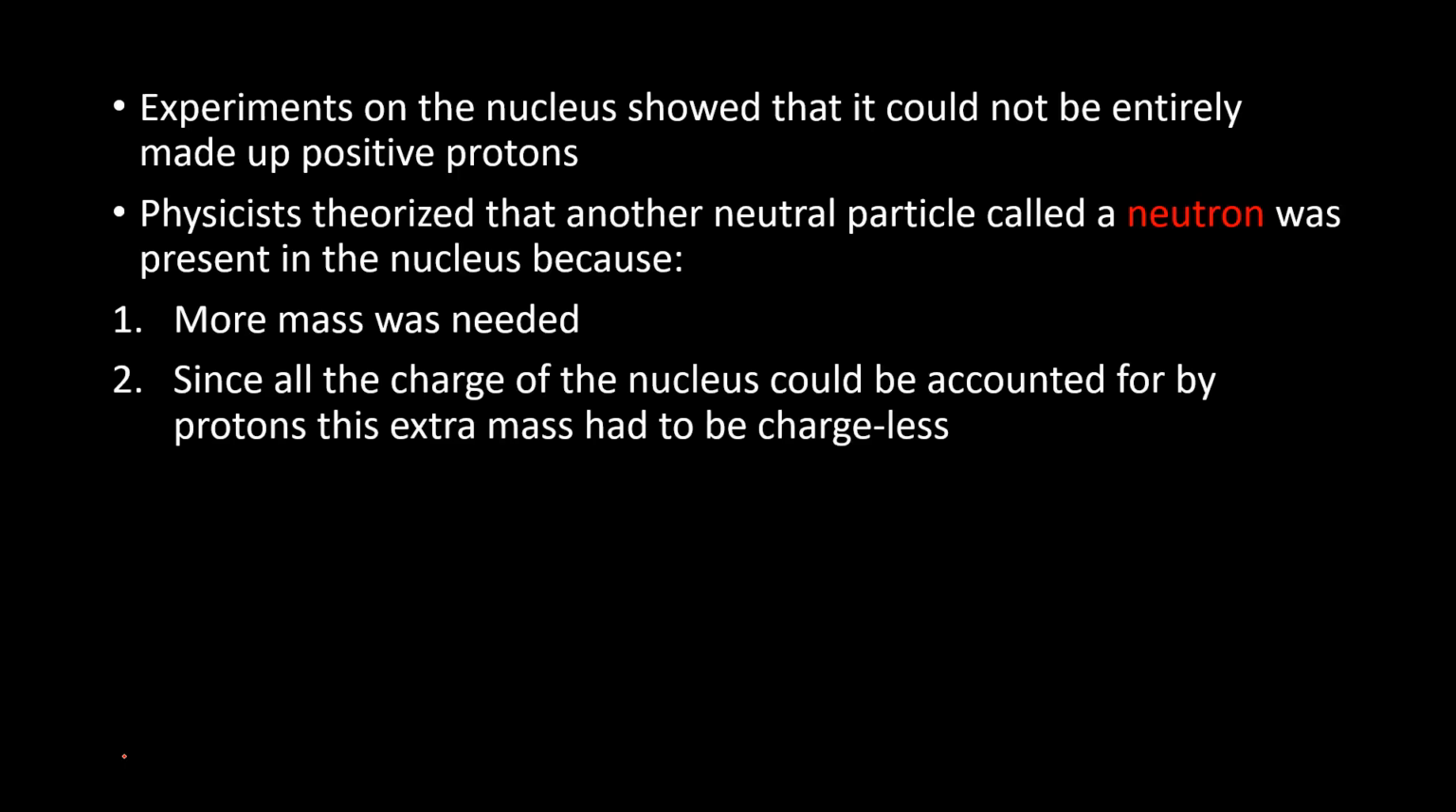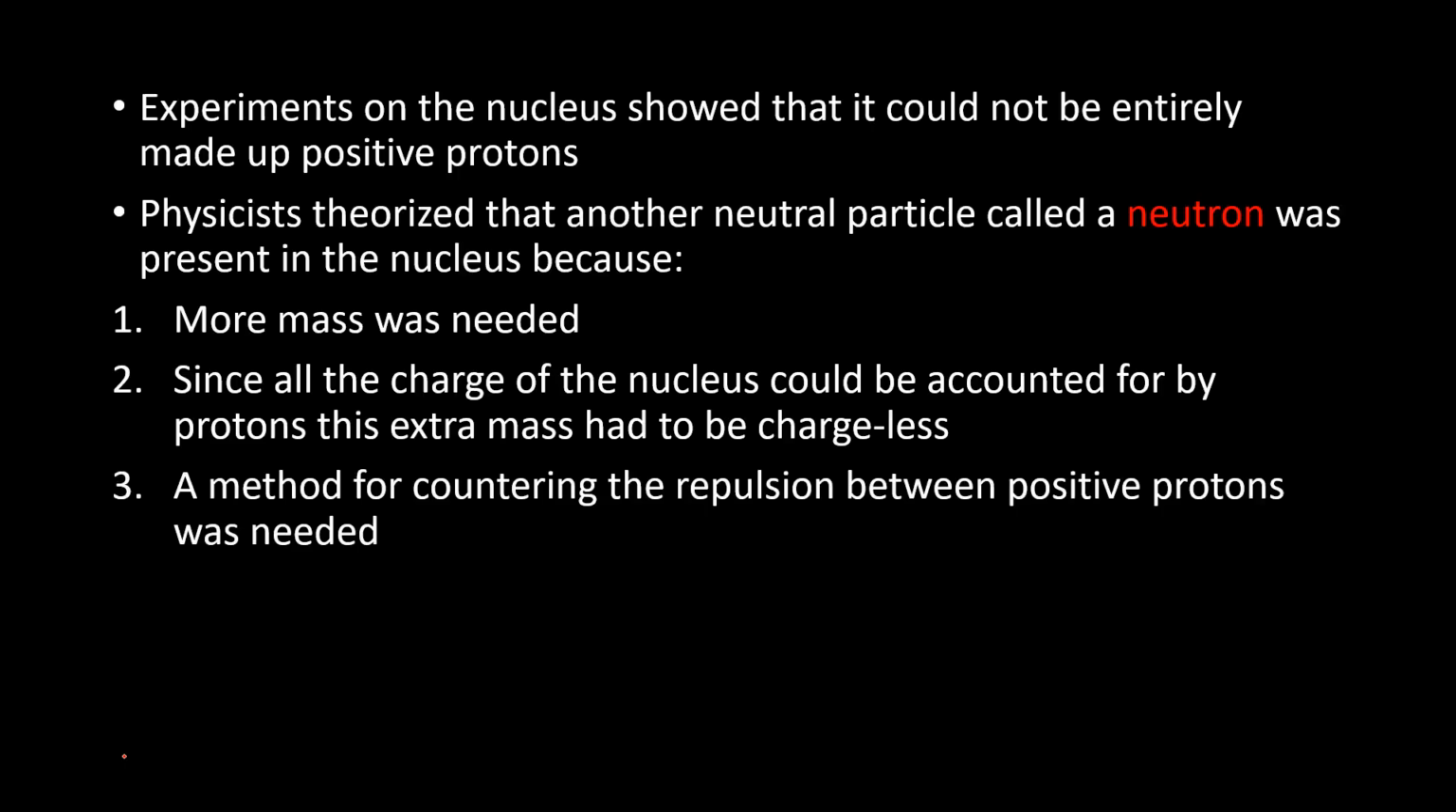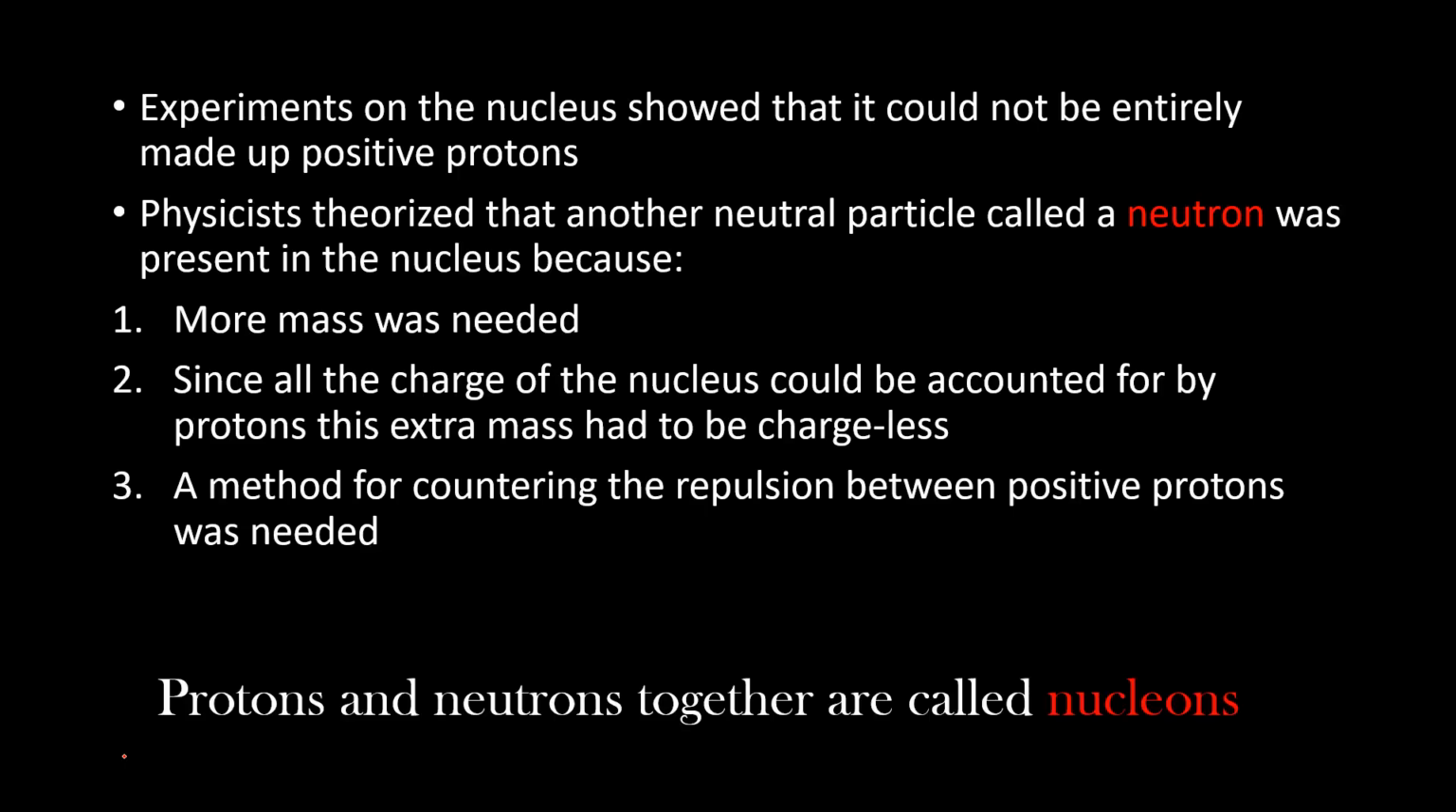Moreover, because all of the charge of a nucleus comes from protons, this new particle had to be chargeless. Additionally, a method for countering the repulsion between protons was needed. So protons are positively charged, and positively charged particles repel. Something had to counter this repulsion to keep the nucleus stable. Now, protons and neutrons together are called nucleons.